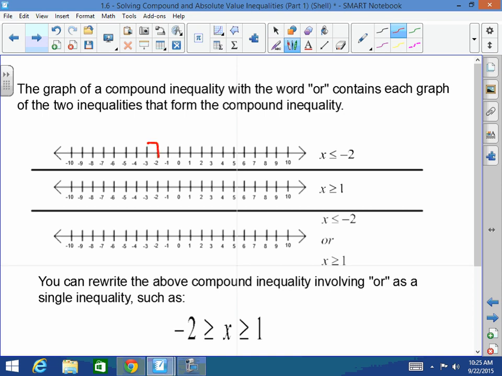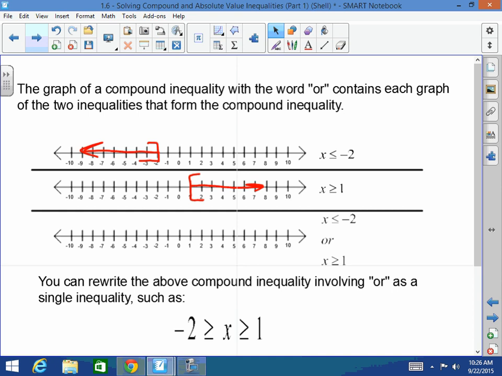So I have x is less than or equal to negative 2. I'm going that way. And I have x is greater than or equal to 1. So I have my bracket, and I'm going this way. If I want to combine these, to unify these together as one compound inequality, I am looking at x is less than or equal to negative 2 or x is greater than or equal to 1.